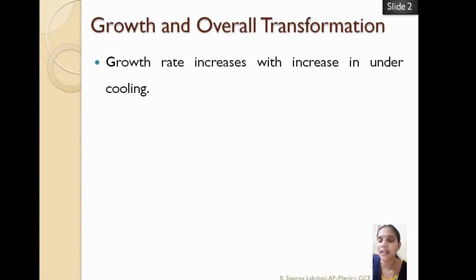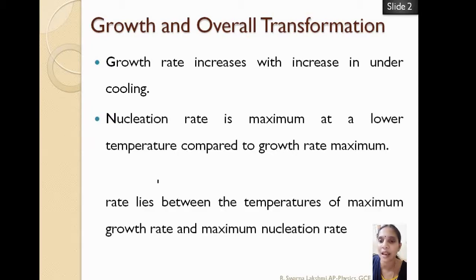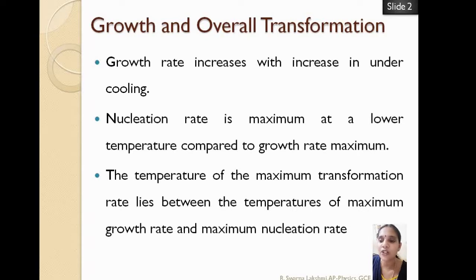So growth rate increases with increase in undercooling. Nucleation rate is maximum at a lower temperature compared to the growth rate maximum. The temperature of the maximum transformation rate lies between both the nucleation rate maximum as well as the growth rate maximum.